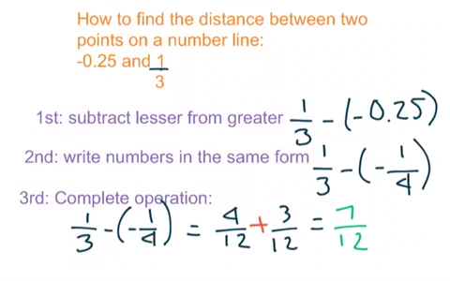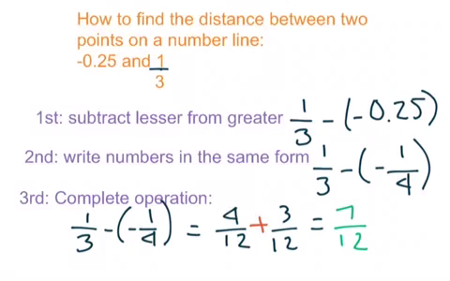Alright, let's talk about finding the distance between 2 points on a number line. We have -0.25, and we have 1/3. Now again, this is at the top of page 49 in your textbook if you want to take a quick look at that. The distance between 2 points is highlighted for you.